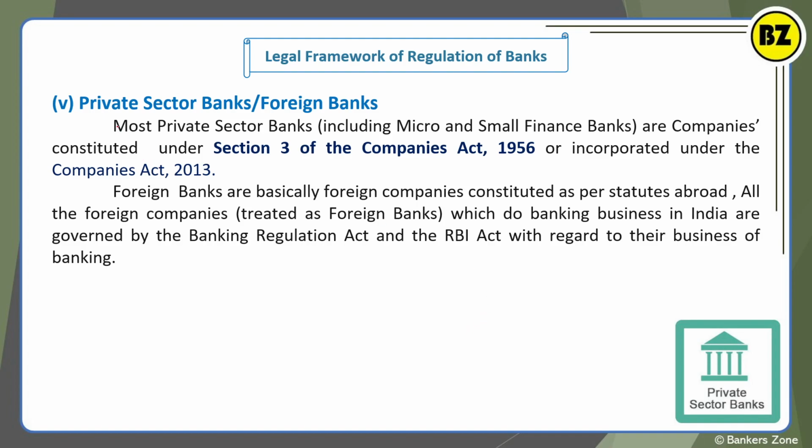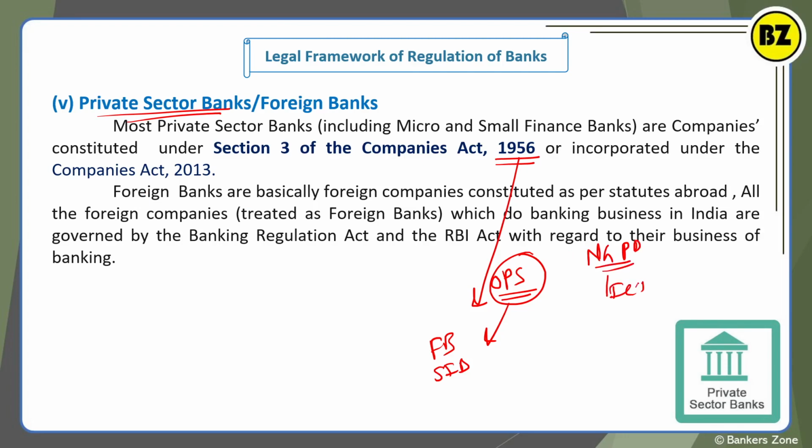And private sector banks registered under the Companies Act 1956 are, say, old private sector banks. Old private sector banks means what? Simply say Federal Bank, South Indian Bank. These are old private sector banks. And what are the new generation banks then? New generation private banks means simply say ICICI Bank, then HDFC Bank, Kotak. These are the new generation private sector banks. And these are the old generation private sector banks.